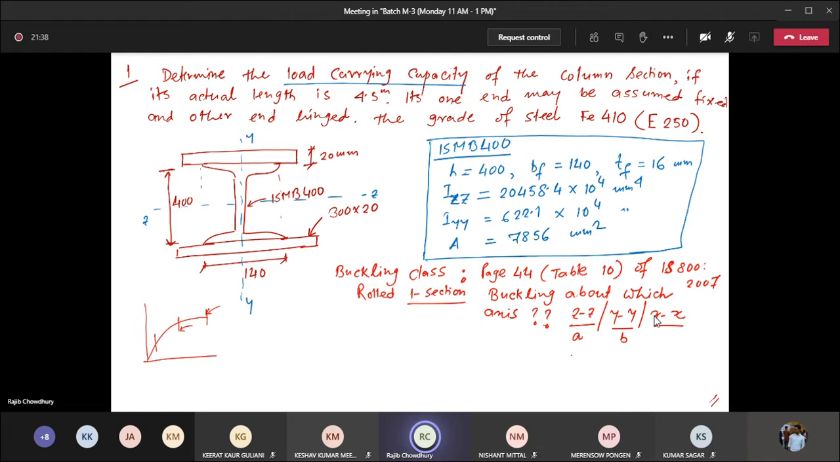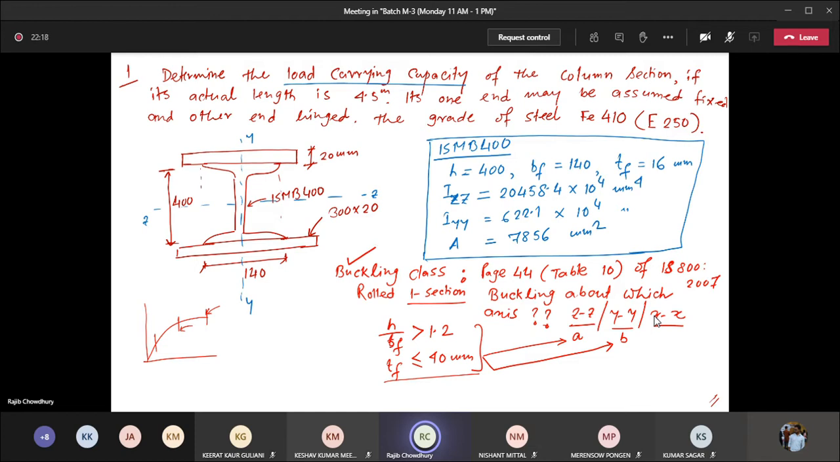Now sometimes there is another dependent parameter, that is H by BF, where BF is the breadth of the flange of that particular section. If it is greater than 1.2 and if your TF, the thickness of the flange, is less than or equal to 40 mm, so under which section does it fall? Section A, section B, or section C? So depending on that, first we have to choose which buckling class it is falling under.